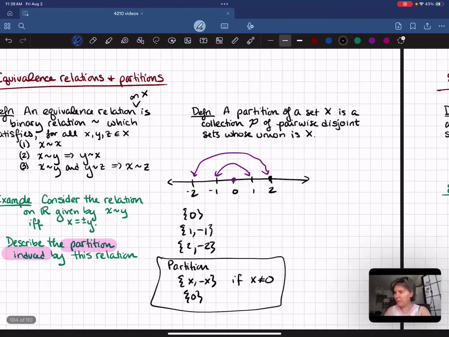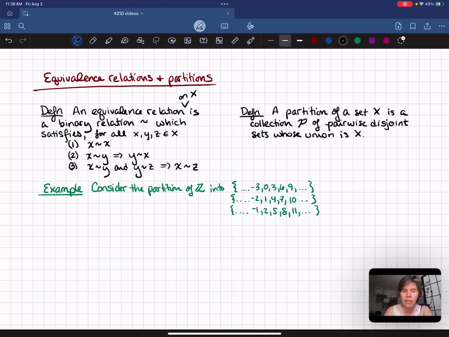Let's do another example. Here I'm going to start with a partition. So I'm going to partition Z into these 3 sets. So let's check that this satisfies the definition of a partition. First of all, are these sets pairwise disjoint? If I take any 2 of these 3 sets and I look at their intersection, is the intersection empty? Okay, so the first set is multiples of 3. The second set I obtained by taking all the multiples of 3 and adding 1 to them. And the third set I obtained by taking all the multiples of 3 and adding 2 to each of them. So are these disjoint? Yes, these are pairwise disjoint.